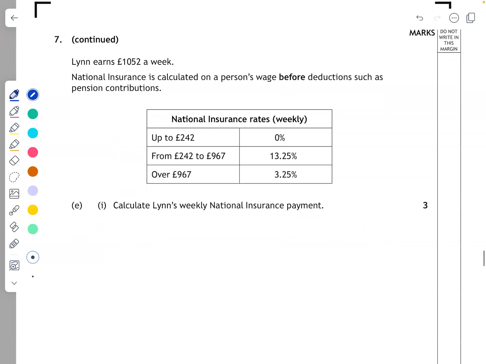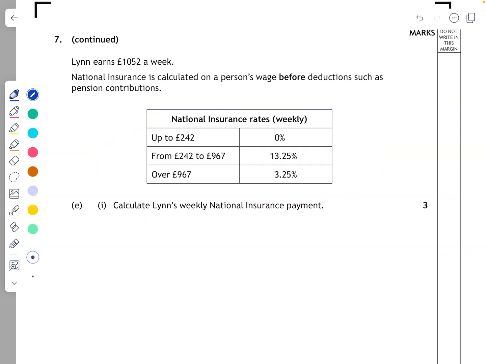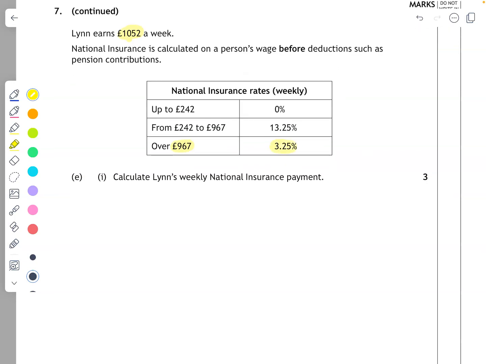So 7 continued, so part E. Lynn earns £1,052 a week. National insurance is calculated on a person's wage before deductions, such as pension contributions. So we've got the rates for national insurance. Calculate Lynn's weekly national insurance payments. Okay, so we've got Lynn's weekly wage, and we can see that it's over the higher amount there, and that is at 3.25%. And then we've got everything between 242 to 967 is at 13.25%.